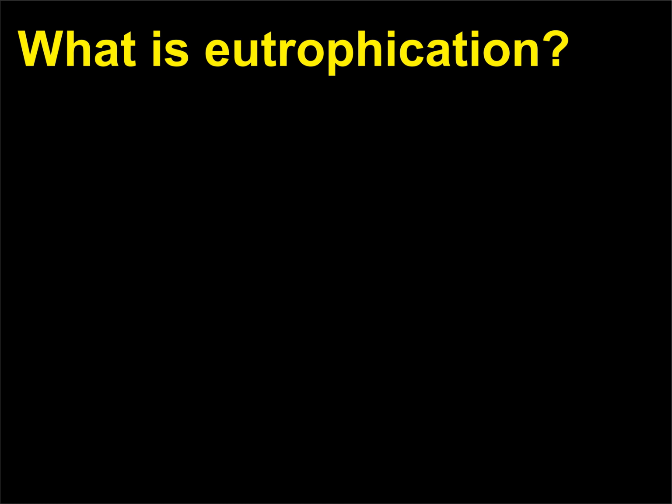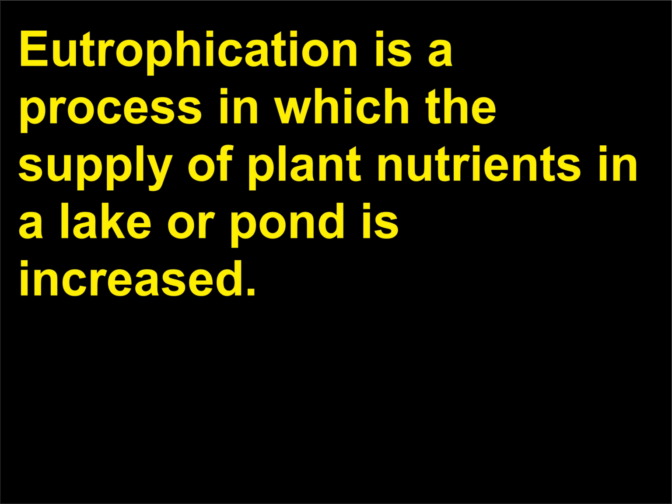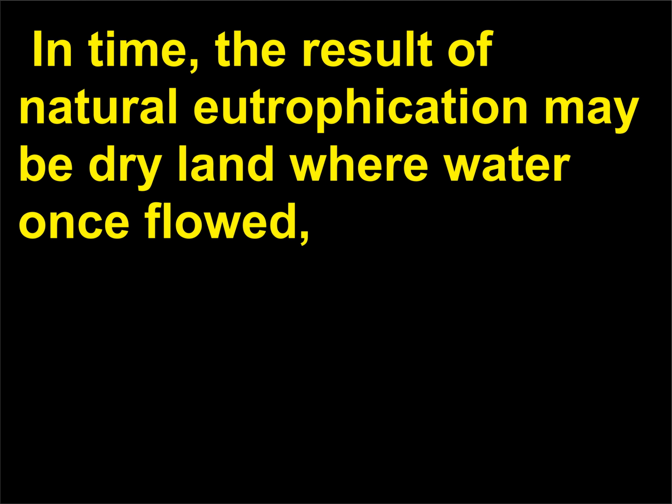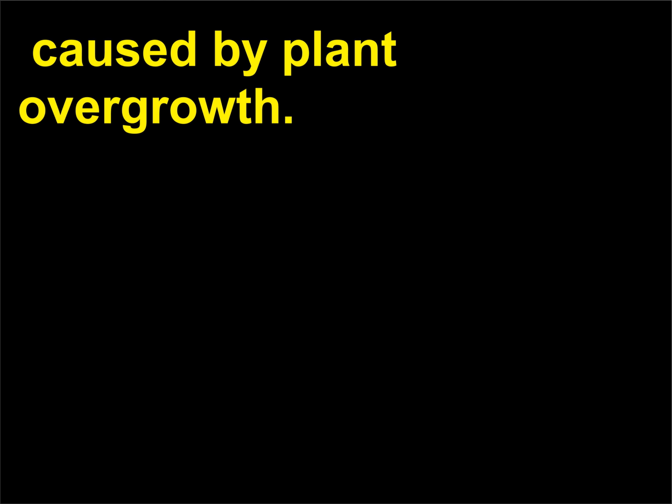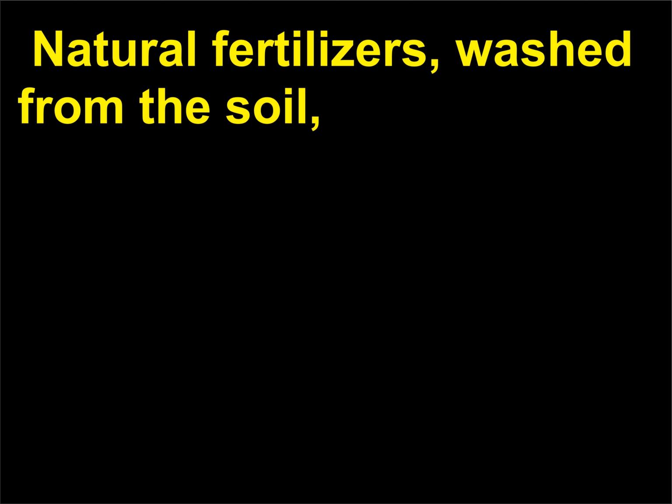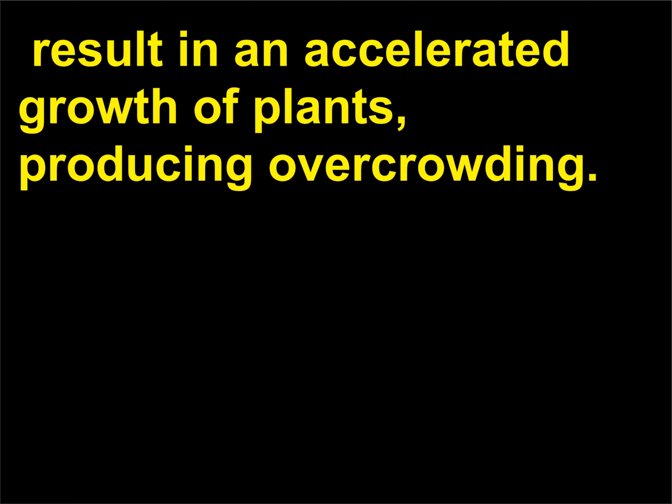What is eutrophication? Eutrophication is a process in which the supply of plant nutrients in a lake or pond is increased. In time, the result of natural eutrophication may be dry land where water once flowed, caused by plant overgrowth. Natural fertilizers, washed from the soil, result in an accelerated growth of plants, producing overcrowding.